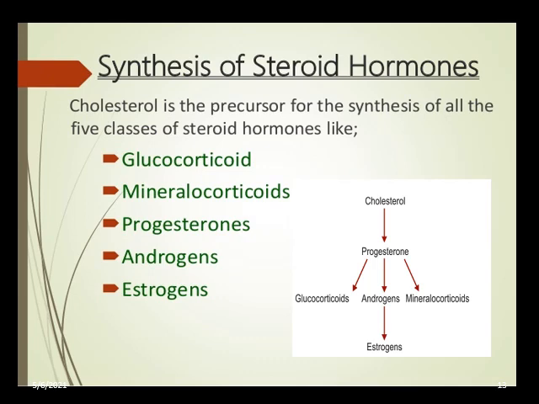So testosterone is a male sex hormone produced by the testes. Then estradiol or estrogen is the female sex hormone produced in the ovaries and placenta.